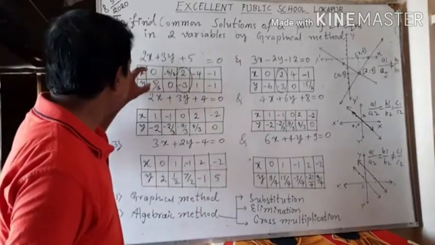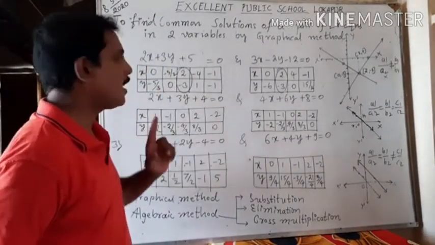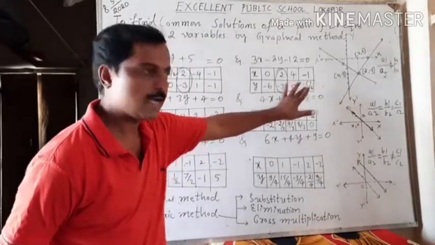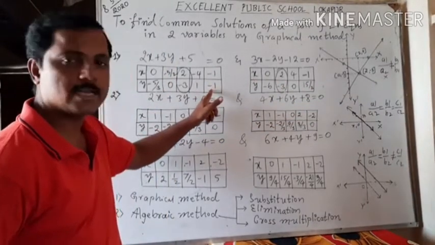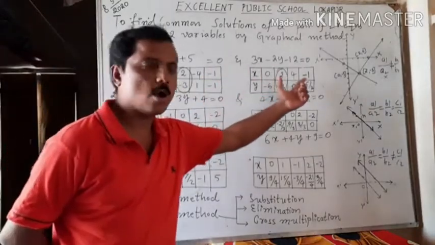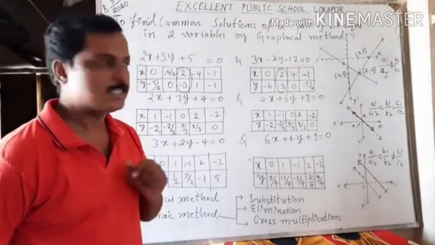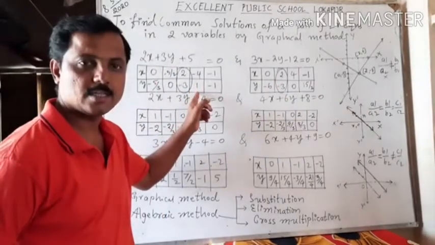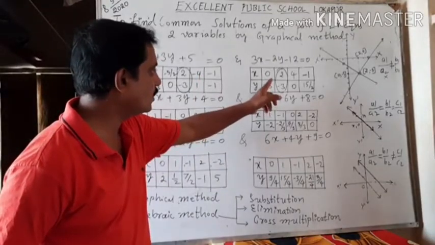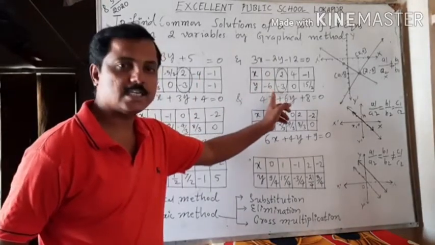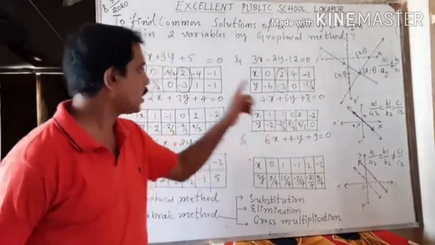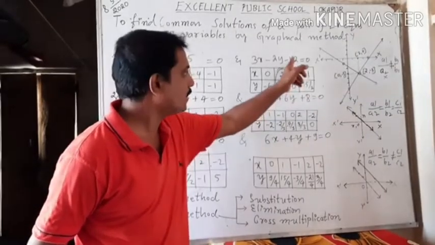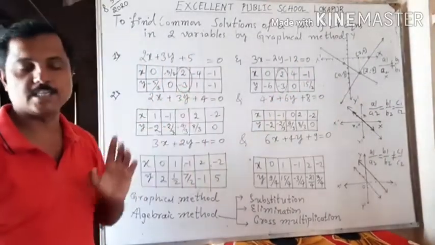See here, (0, -5/3) is a solution of this equation. This is not the solution of this equation. And (-1, -1) is a solution of this equation. It is not the solution of this equation. Similarly, if I take (0, -6), this is the solution of this equation. This is not the solution of this equation. If I take (4, 0), this is the solution of this equation. This is not the solution of this equation.